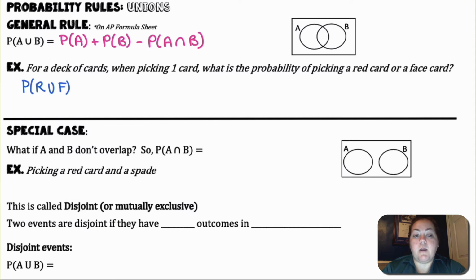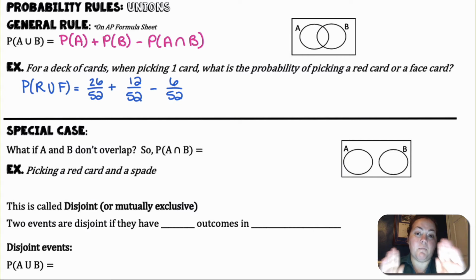All right, so the probability of red or face. So half of the cards are red, 26 out of 52 cards, plus 12 out of the 52 cards are face cards, king, queen, or jack, and there's 4 suits. All right, minus there are 6 face cards that are red. I don't want to count those red face cards twice. I don't want to count them in the reds and count them in the face cards. So I have them right now counting for both, so I have to subtract them one time so that they're not being doubly counted. And that gives me 32 out of 52.